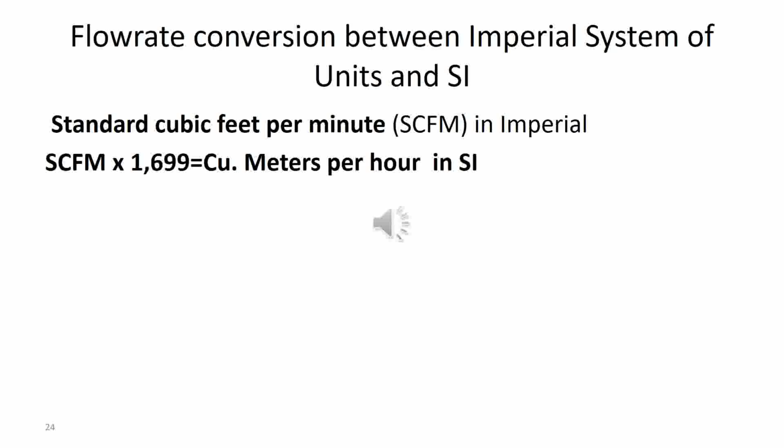Flow rate conversion between imperial system of units and SI. Standard cubic feet per minute, SCFM, in imperial system of units equals 1,699 cubic meters per hour in SI system.